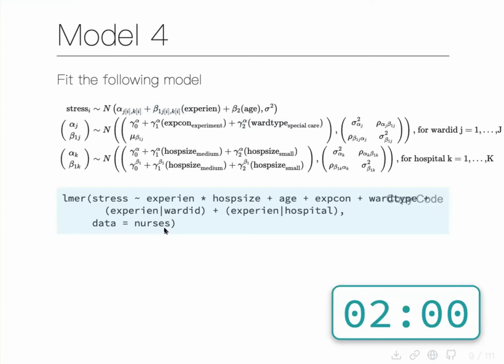Okay, so that's going to look like this. We have experience times hospital size. Okay, so that's the main effect here, and then the interaction here, plus the main effect here. So this is all of that, just this part. Okay, and then we have age, which is there, experimental condition, which is there, and ward type, which is there. Okay, these things are randomly varying at the ward and hospital level, so that's the same thing here that we've had before.